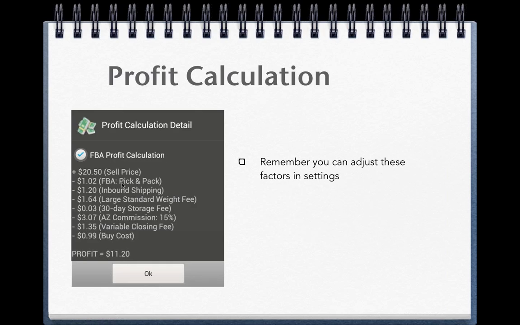And you can adjust these different factors: the weight, the inbound shipping cost, and whether or not you want to have the 30-day storage fee calculated in the settings. One thing we do that some people like and some people don't like is we base inbound shipping on a minimum of 1 pound. So if you have an item that only weighs like 1/3 of a pound, we're still going to estimate it as weighing 1 pound for your inbound shipping. We round up to the next pound.